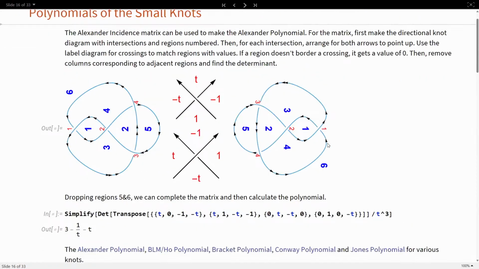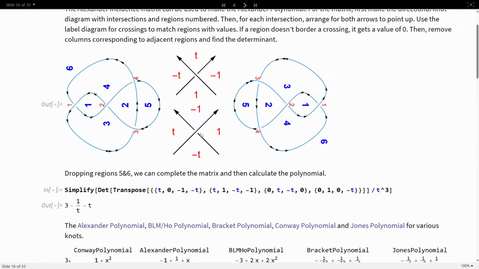So then for vertex number 1 here, 1 corresponds to T. So we can put a T here. 2 is not connected to 1, so it gets a 0. So we put a 0 here.